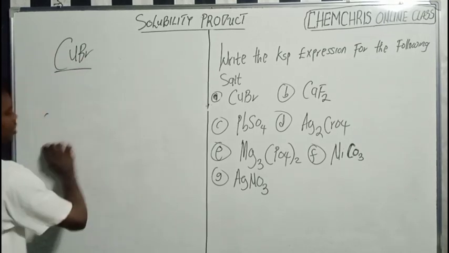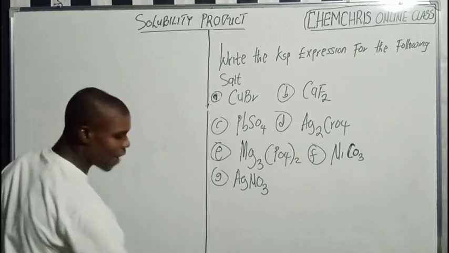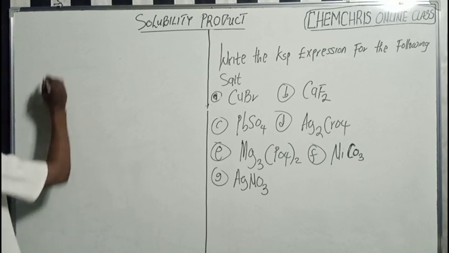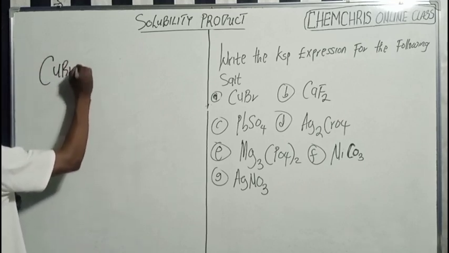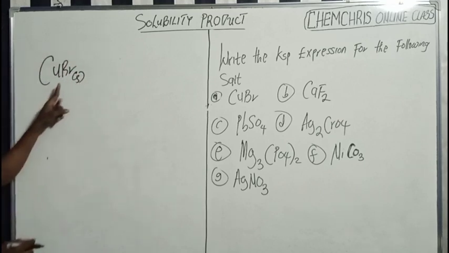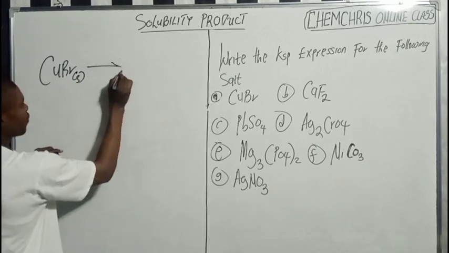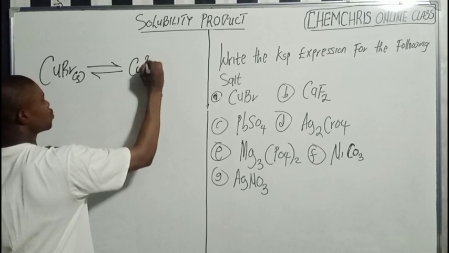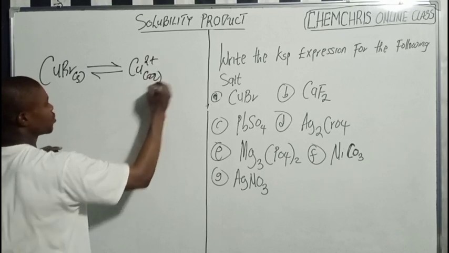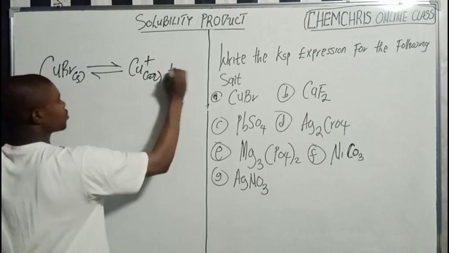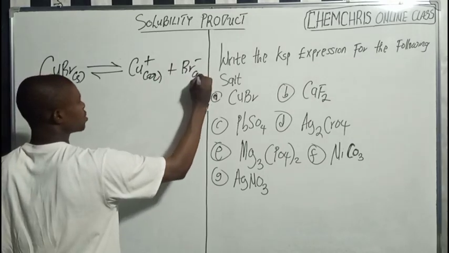After that, you want to write the chemical equation. So it will be CuBr, which is solid because salts are solid. So here we have Cu plus, which is aqueous, plus Br minus.